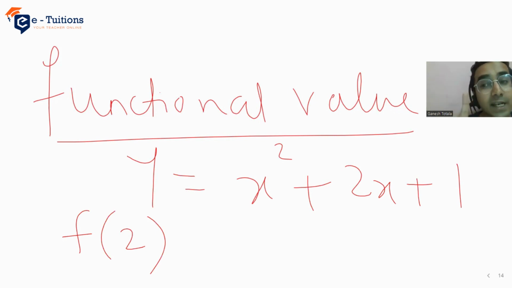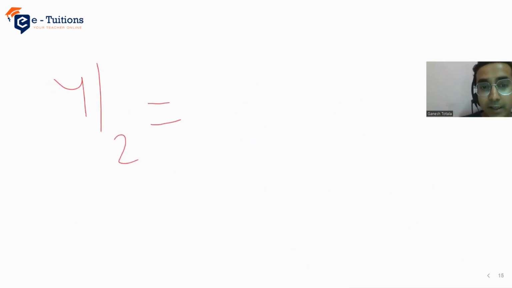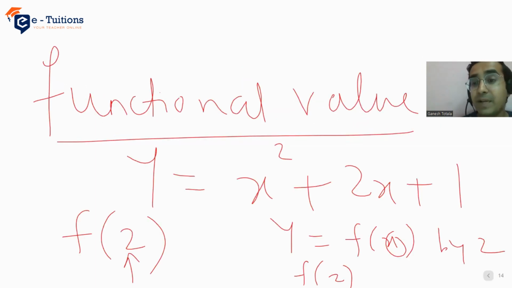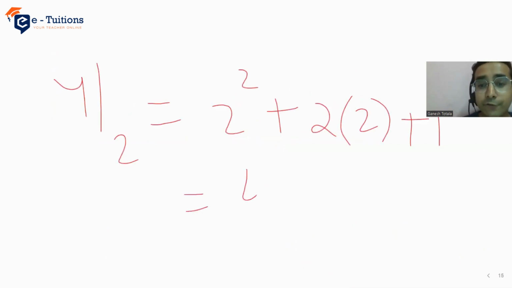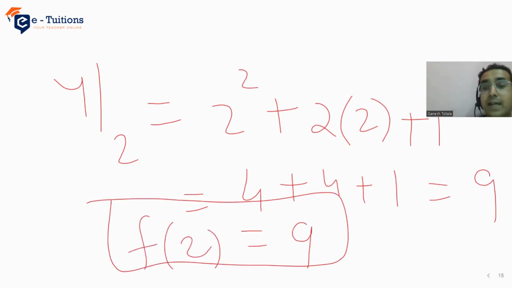So I'm basically finding out the value of the function at the given point, that is at the given value. In this case, we know that y is equal to f of x. So in order to find out f of 2, I just have to replace x by 2 because I'm finding the functional value. So the value of y at 2 will be 2 square plus 2 into bracket 2 plus 1. Wherever there is x, I have replaced x by 2. So we get 4 plus 4 plus 1 and the answer is 9. So the functional value f of 2 is equal to 9.